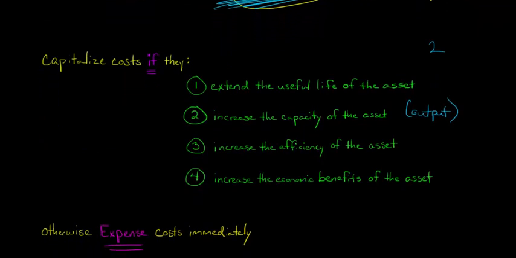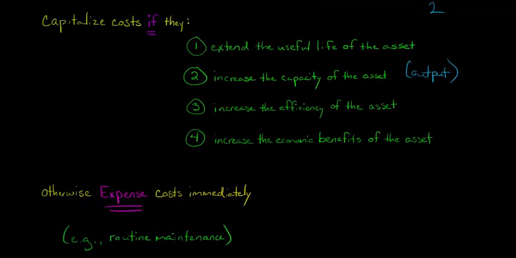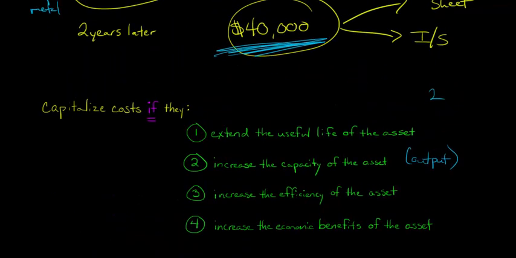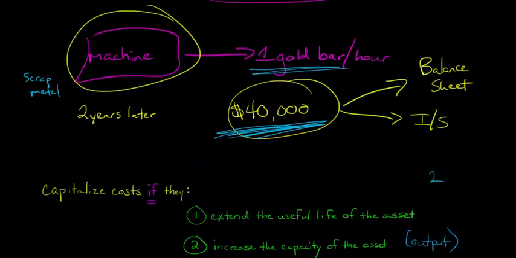But in general, if you can't prove that you've done one of these things, you haven't extended the useful life, or increased the capacity or efficiency, then you're going to expense the $40,000 immediately, right? As soon as it's incurred, you're going to expense it. And the classic example is routine maintenance. So let's say the reason you're spending the $40,000 is basically just that the machine broke down.